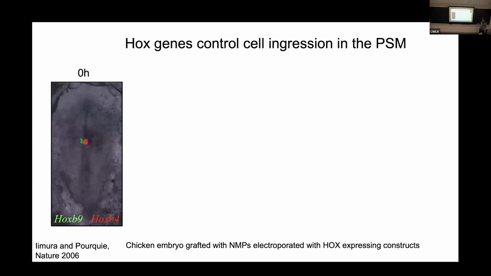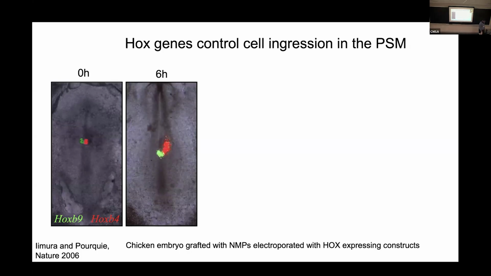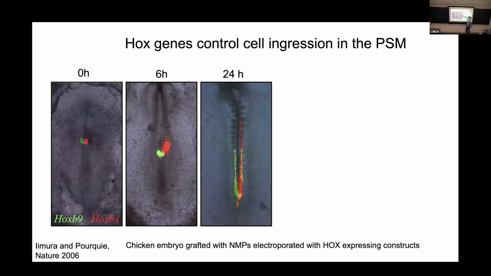And so what we did a while ago was to study the function of these individual Hox genes in this process, because they're expressed before the ingression. And so here what you can do is you can graft very tiny bits of the epiblast that overexpress different genes. So B4 labeled in red and B9 in green. And you can track the fate of these grafts. And what you see is that the cells that express the more anterior gene B4, they ingress first. And what happens is that they're going to be located more anteriorly.